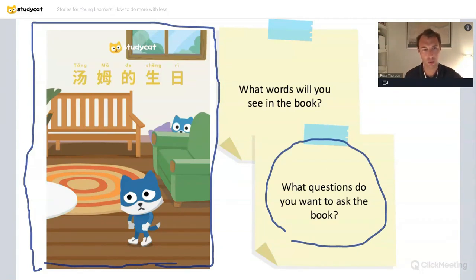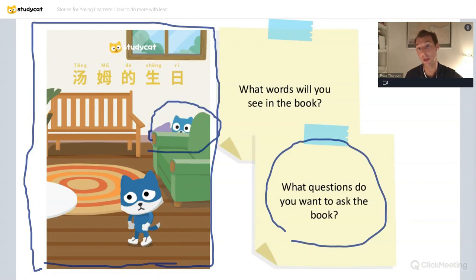Great, so George says, why is Tom sad? Fantastic. That's what I would want to know as well. Why is he sad? Peter wants to know, does it have a happy ending? Great. Dan has noticed here that we've got some people behind the sofa. So Dan thinks they're hiding. Dan wants to know, why are they hiding from Tom? Paul wants to know, where are Tom's friends?